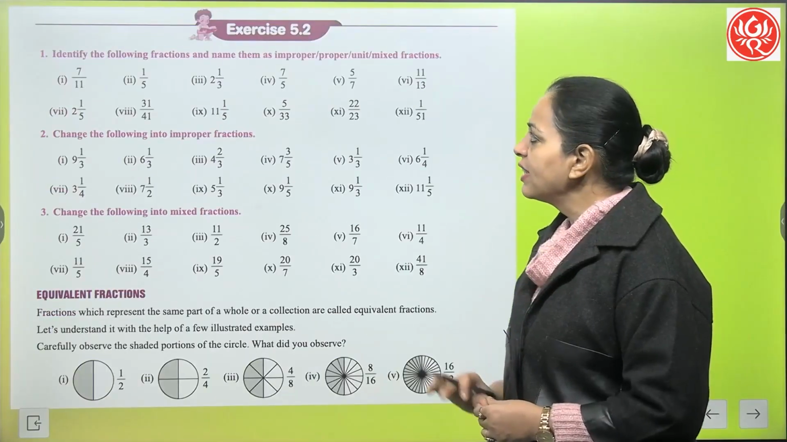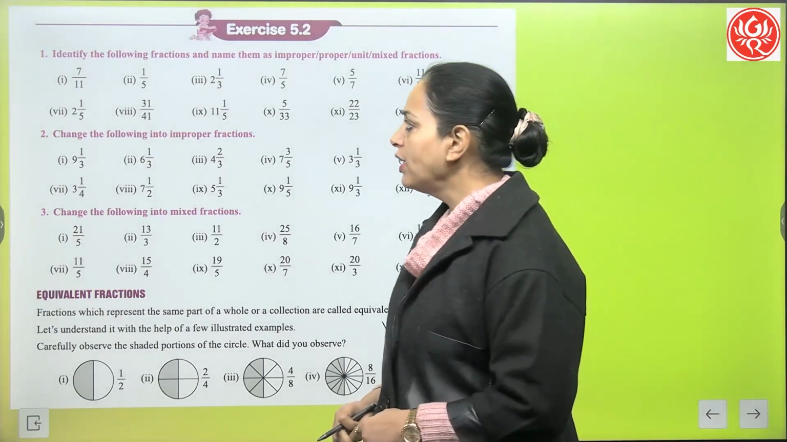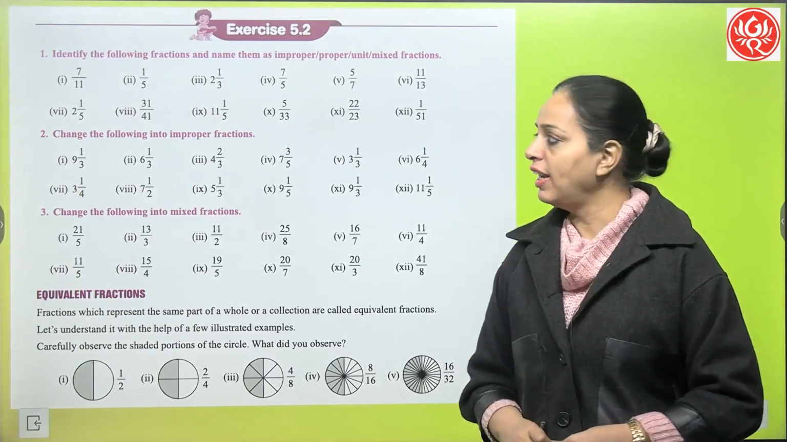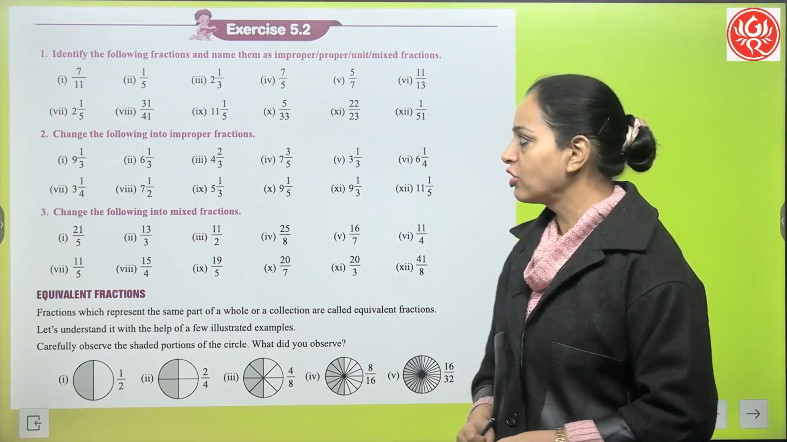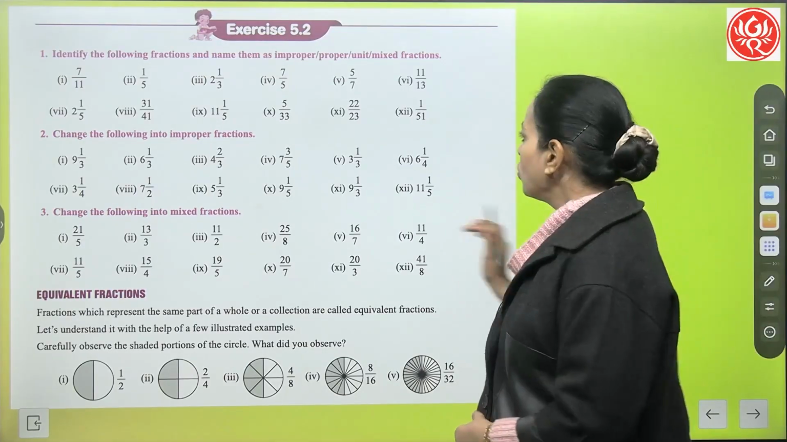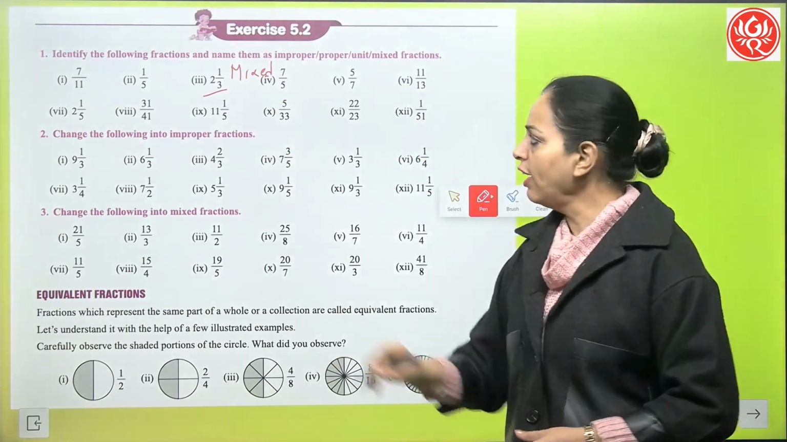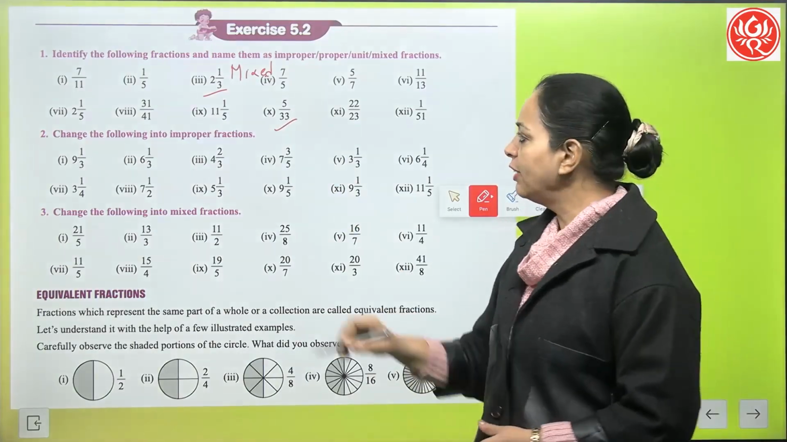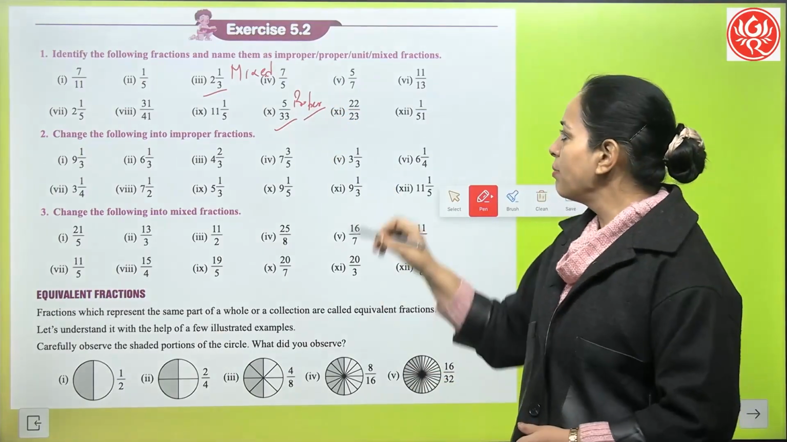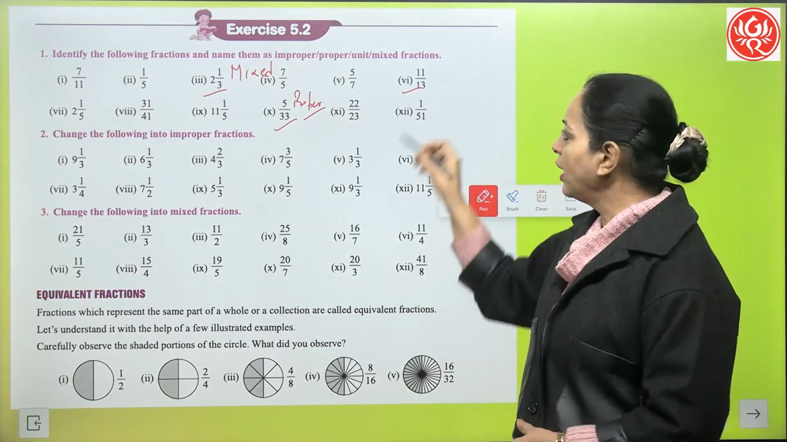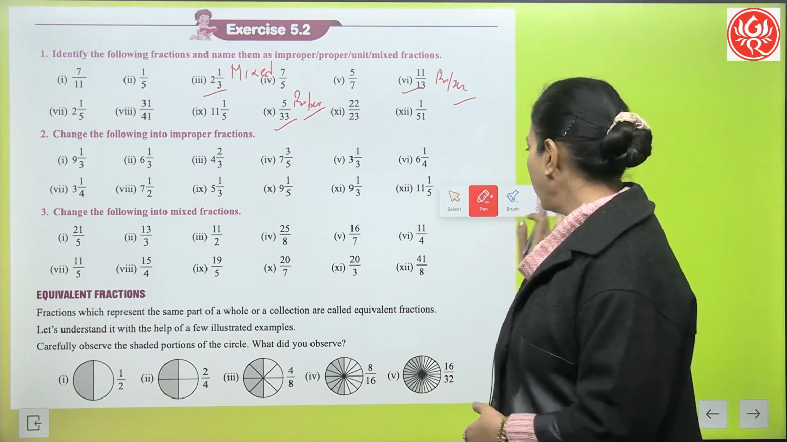Now the next is exercise 5.2 based on such type of examples. Let's see question number 1. Identify the following fractions and name them as improper or proper, unit or mixed fraction. See, like here third part 2 whole 1/3. This is a mixed fraction. Okay. 10th part 5/33. This is a proper fraction. Okay. Similarly 6th part 11/13. This is also a proper fraction. So similarly you can try remaining parts.